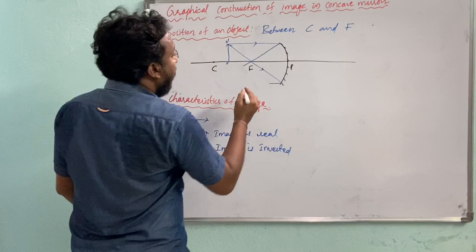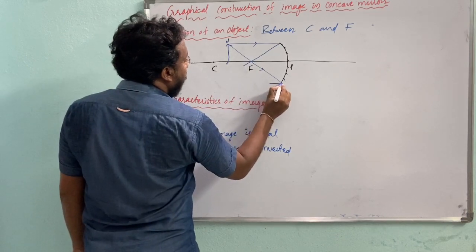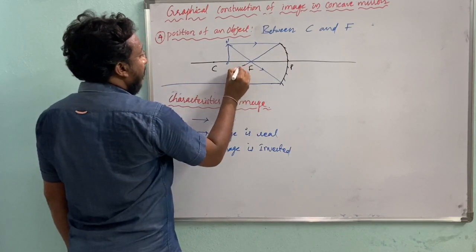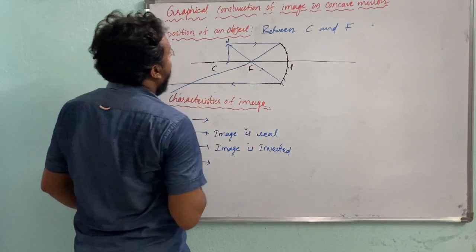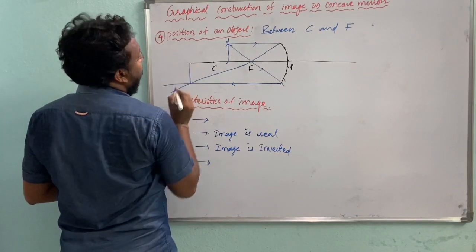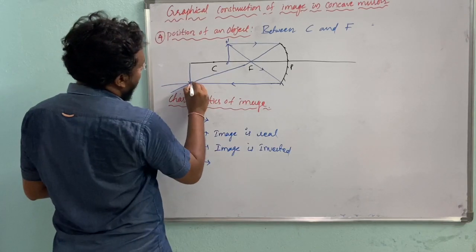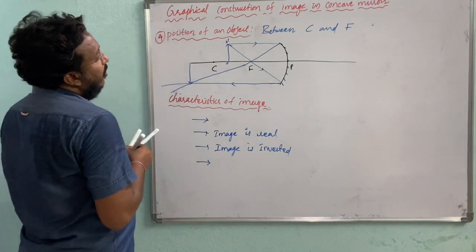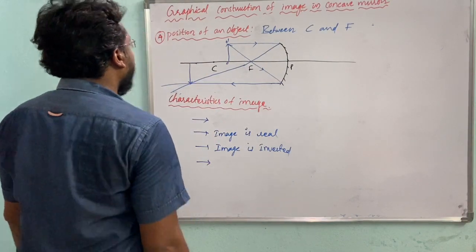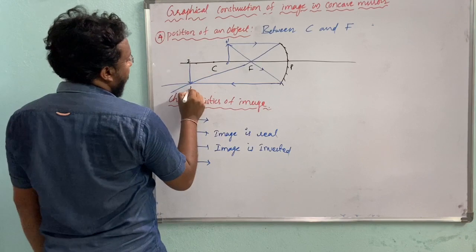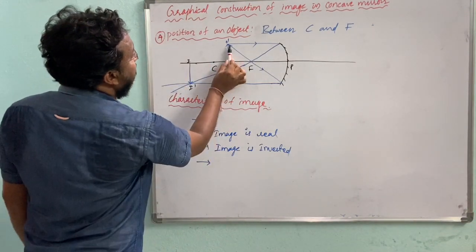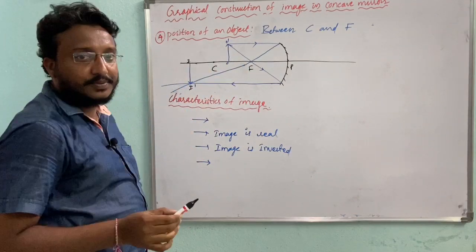Okay, while drawing you have to take a scale, then you will get accurate results. Right, then this is the image position. Then what is the size of the image? Is it a little bit enlarged or not? See, the size is increased, right?